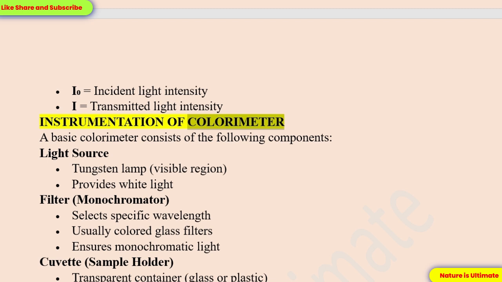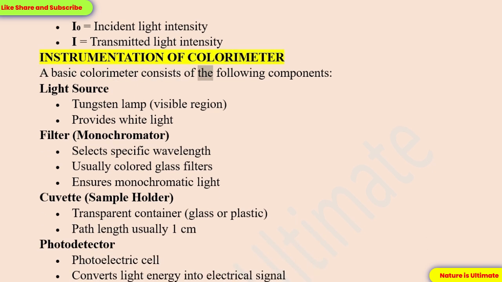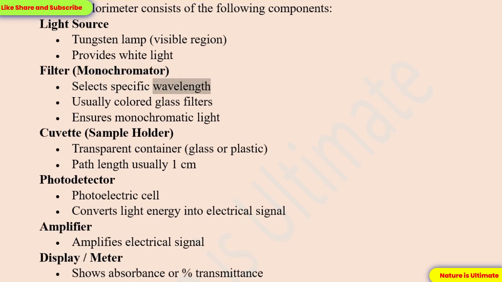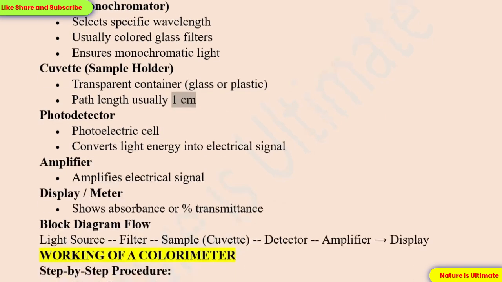Instrumentation of colorimeter. A basic colorimeter consists of the following components. Light source: tungsten lamp, visible region, provides white light. Filter, monochromator: selects specific wavelength, usually colored glass filters, ensures monochromatic light. Cuvette, sample holder: transparent container, glass or plastic, path length usually 1 cm.